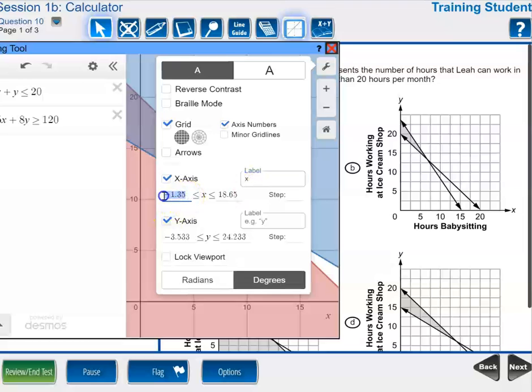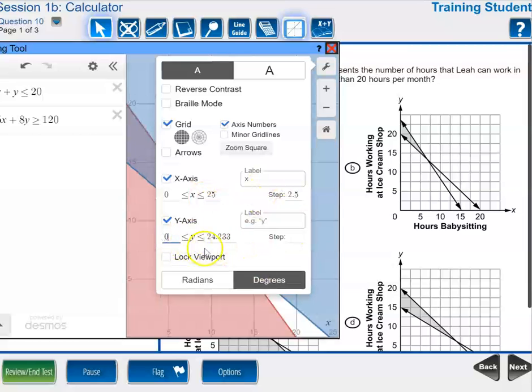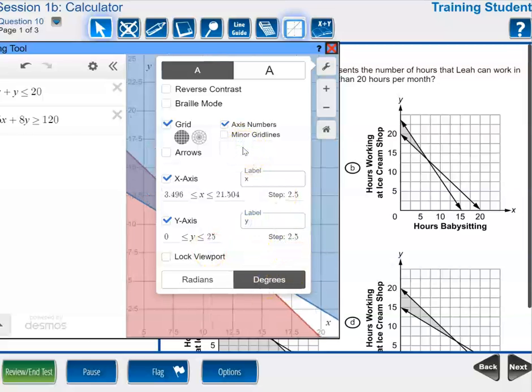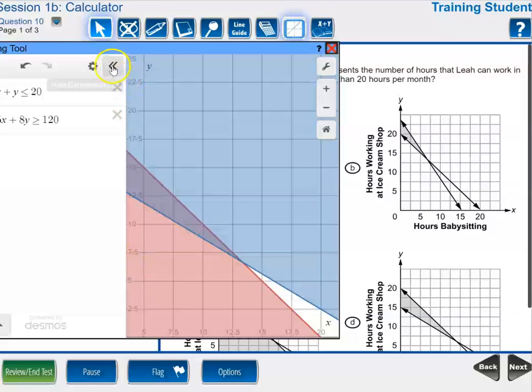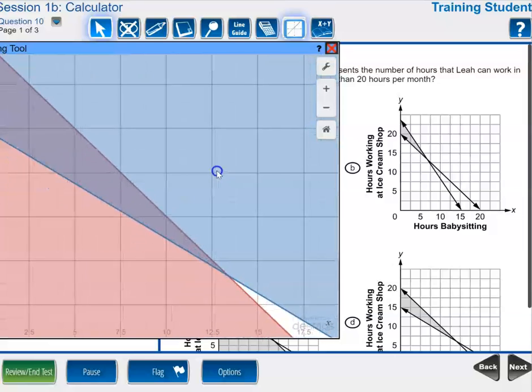And my x's on the actual test go from 0 to 25. They are counting by 2.5. But if you put 5, you'll still be able to tell which one it is. So you can just put 2.5. The y's are actually the same. They're going from 0 to 25 and counting by 2.5. If you do zoom square, that will look more like the actual test. And so let me get out of here. You can close this to get a better view if you want. I think we're good.